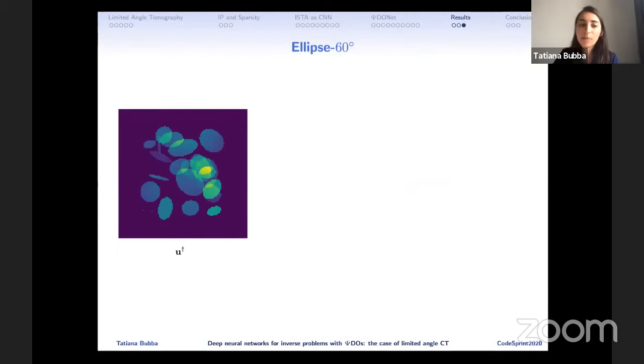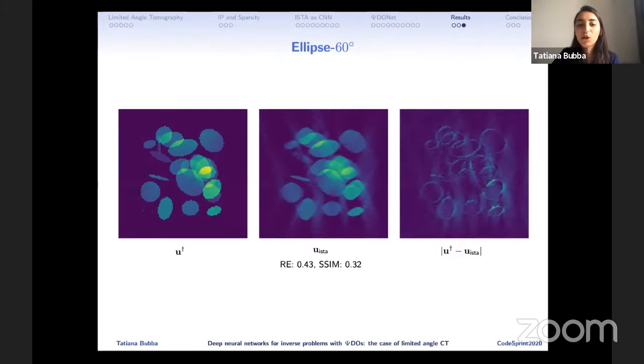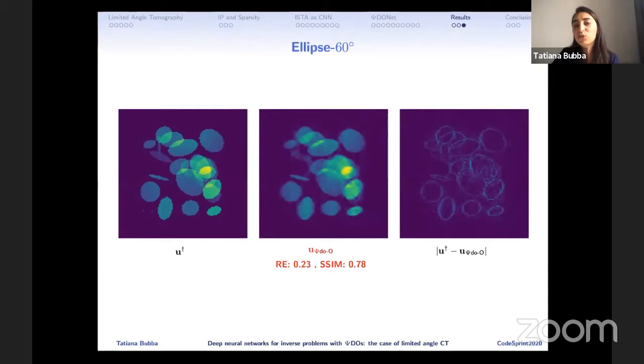I think I'm running out of time, so I have similar results here, but I'll leave you the slides so you can check them. I can maybe go to the conclusions. The results are similar, so you can draw the same conclusion. It's just another example from our test set.